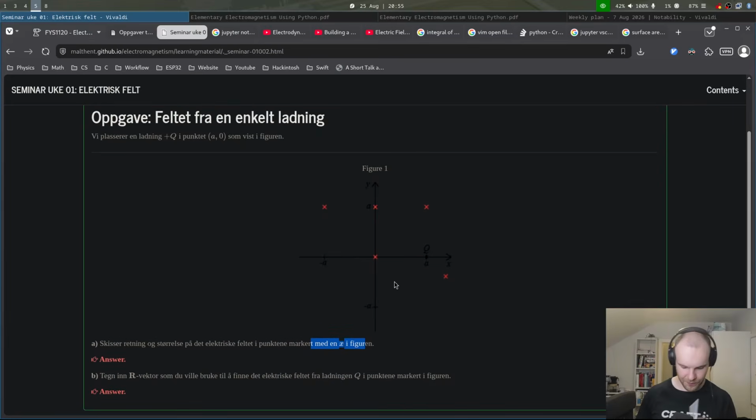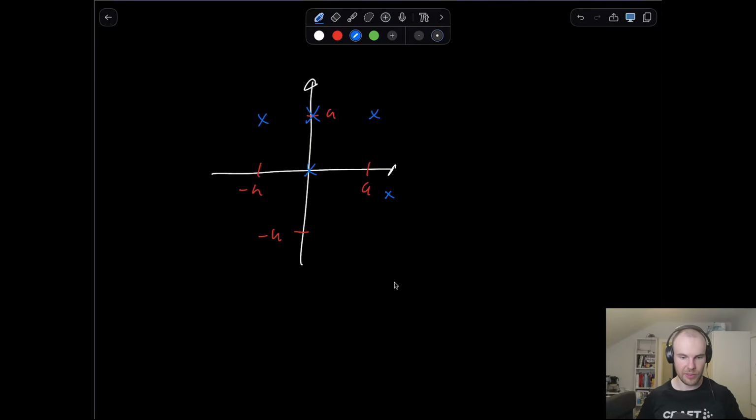So if I draw that figure, and I can be a little bit quick, let's see. So we have, let's draw A, minus A, minus A, and the X is just there, point was there, point was there, point was very close there. And I want to draw the direction and the size of the electric field in the point.